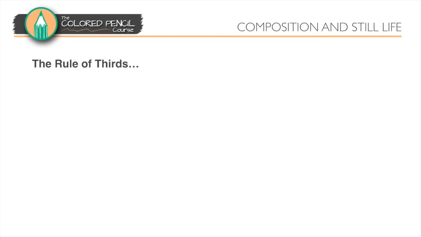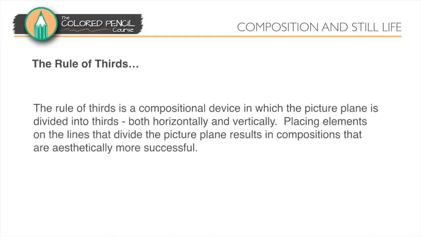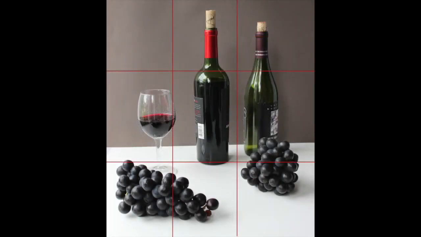Let's next take a look at the rule of thirds. The rule of thirds is a compositional device in which the picture plane is divided into thirds, both horizontally and vertically. Placing elements on the lines that divide the picture plane results in compositions that are aesthetically more successful. Let's take a look at our compositions in relation to the rule of thirds.